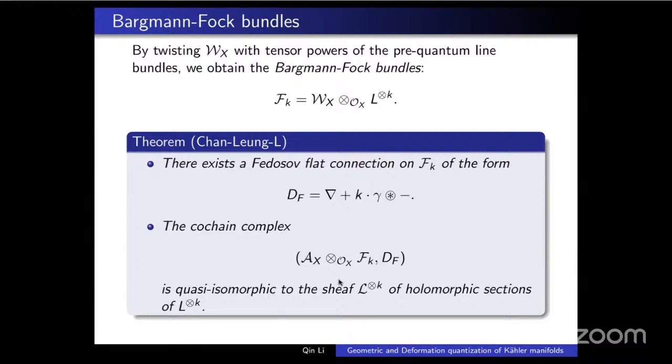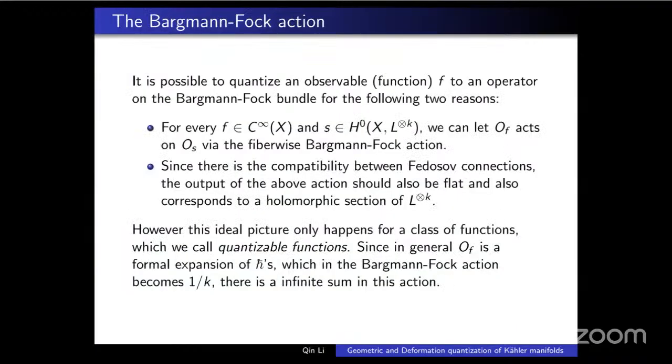And so you have a differential and a cochain complex. It turns out it's quasi-isomorphic to the sheaf of holomorphic sections of L to the tensor power k. So in other words, we also have a cochain complex model for the Hilbert spaces in the geometric quantization picture. Now, why is this interesting? Because in this picture, we actually have something which combines deformation quantization and geometric quantization together.